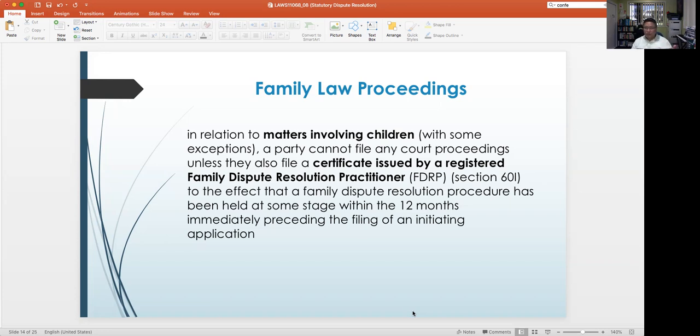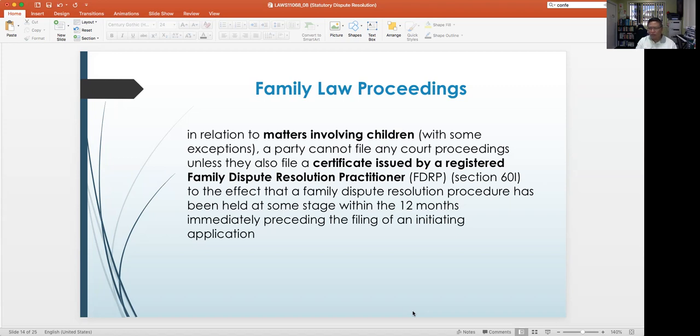Or if they don't have children, but they have properties acquired during the partnership or during the marriage, then they may make an application to the Federal Circuit and Family Court of Australia seeking an order pertaining to a property settlement or a financial matter.